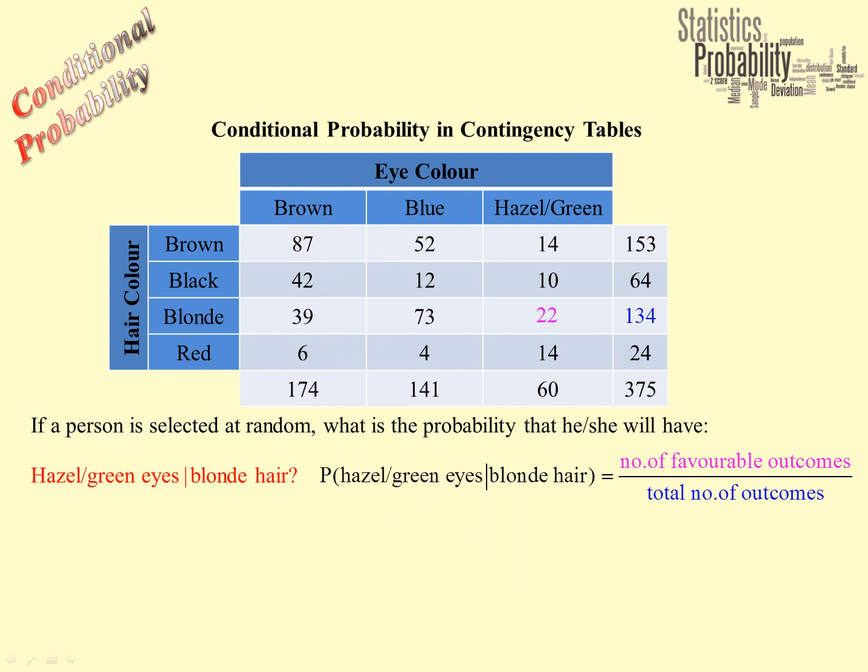Hazel green eyes, given blonde hair. So it has to be blonde hair, given blonde hair, and there's the hazel green eyes, and it's out of all the people who have blonde hair because it's given blonde hair, so it's 22 over 134.